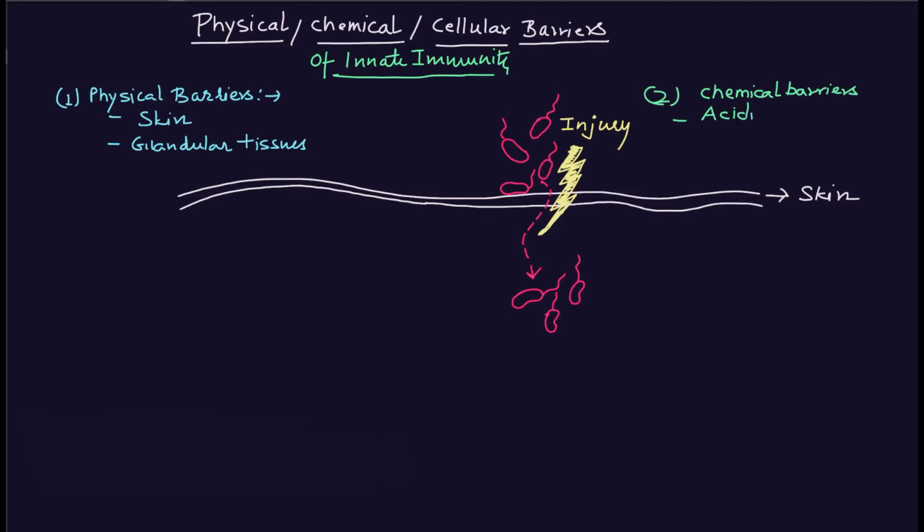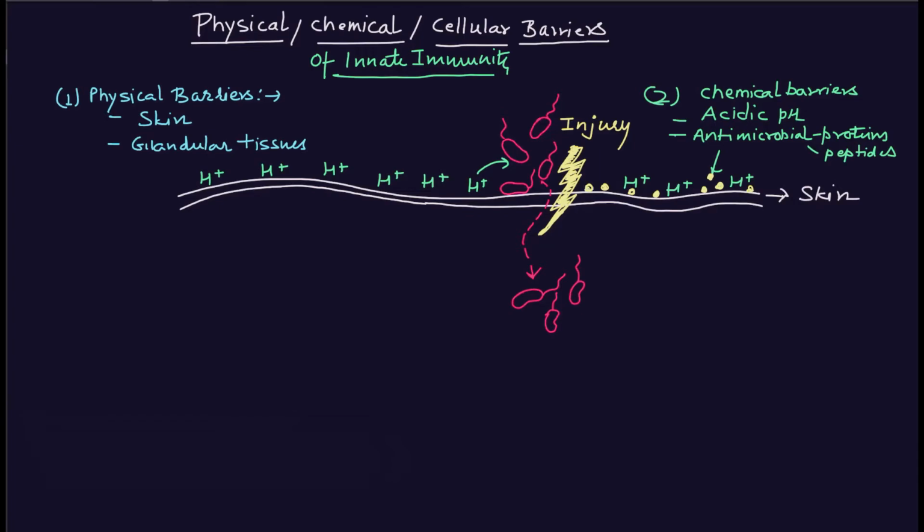On the skin surface, you have a high concentration of H positive ion. That means you have low pH, acidic pH, that can act as a chemical barrier. And second is the antimicrobial proteins. Since they are proteins, they are chemical. You have peptides, they can play an important role as the chemical barriers. So here I'm designing those antimicrobial peptides or proteins as the yellow dots that you're seeing on the surface. So these are the two important barriers, physical and chemical barriers.